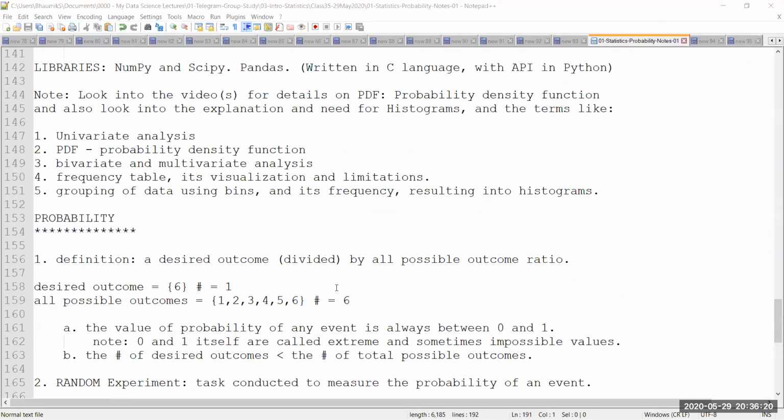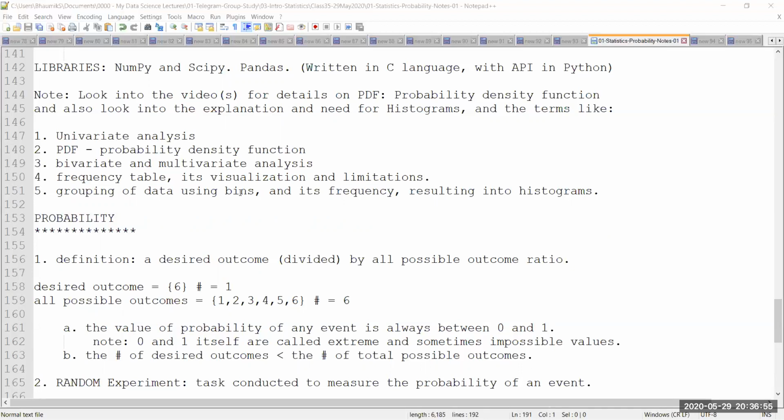Before we started onto probability, we also looked into univariate or single variable analysis. Then we looked into what is a probability density function. It is not a distribution function, right? It is a probability density function. Then we looked into bivariate and multivariate analysis, the definition only. We did not look into the actual thing. Then we looked into how a frequency table is created, what all visualizations is actually possible out of a simple frequency table, and then what are the limitations basis which we started creating grouping of the data using bins.